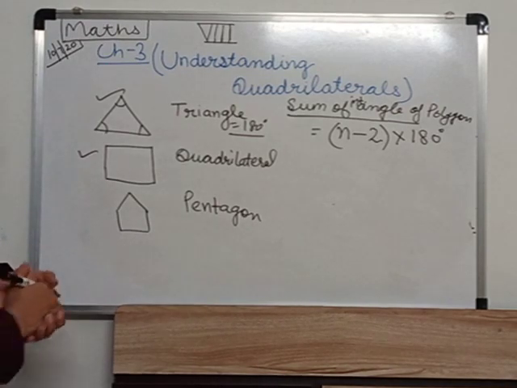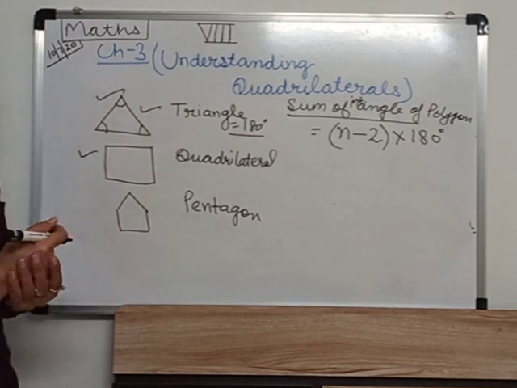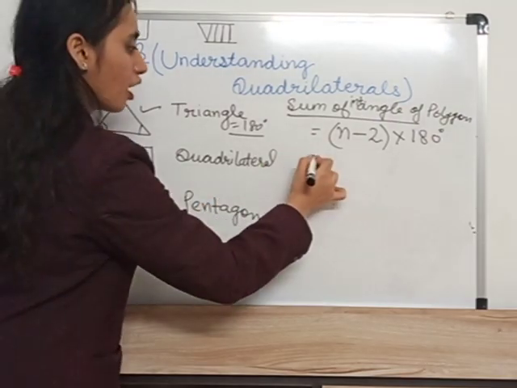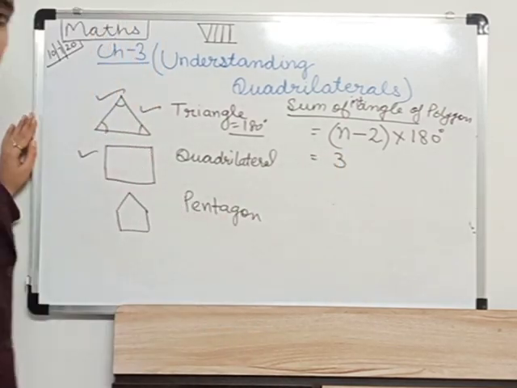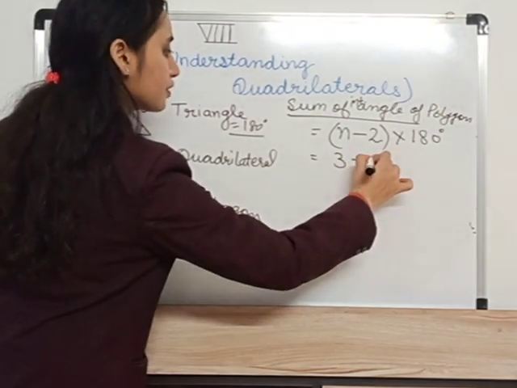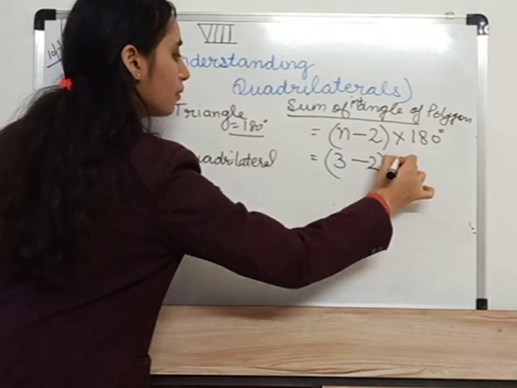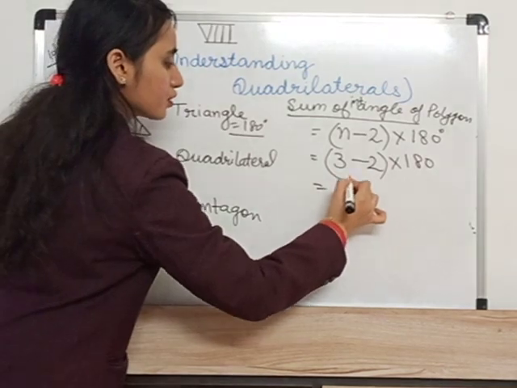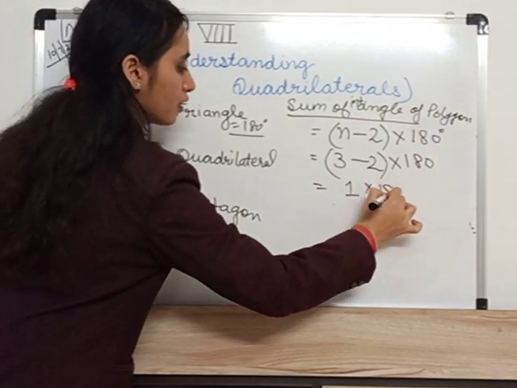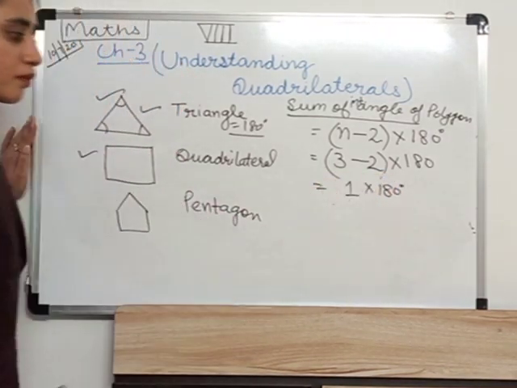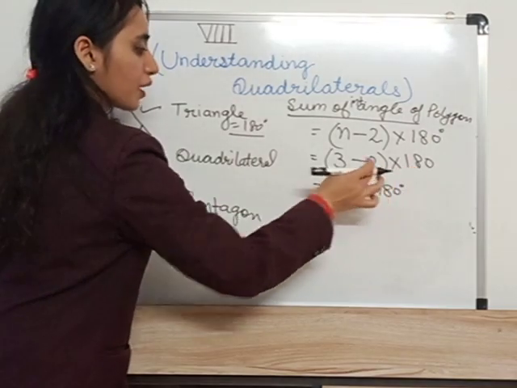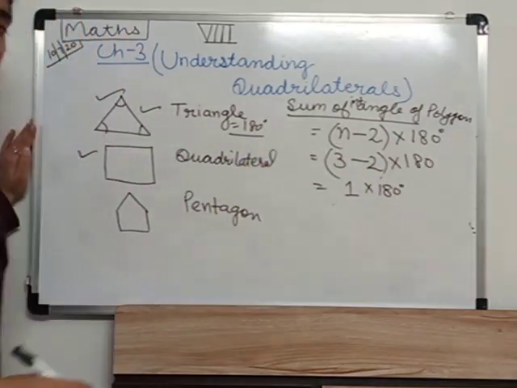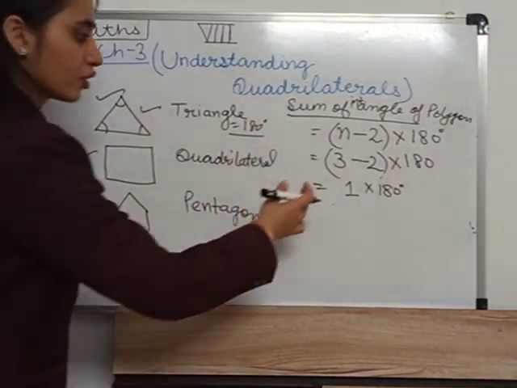Okay. See how we can find the sum of interior angles of a triangle. A triangle has 3 sides. Now put the value n equal to 3: (3 minus 2) multiplied by 180. 3 minus 2 is 1, multiplied by 180. First solve the bracket term. Don't multiply 180 by 2 directly. Some students do it like this: multiply 2 by 180 and then subtract from 3.